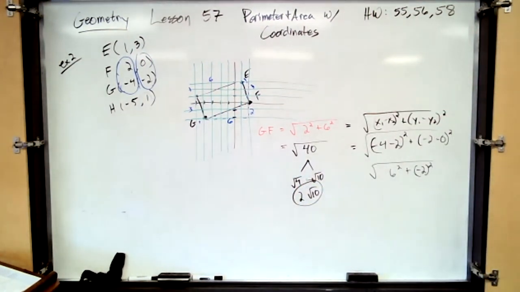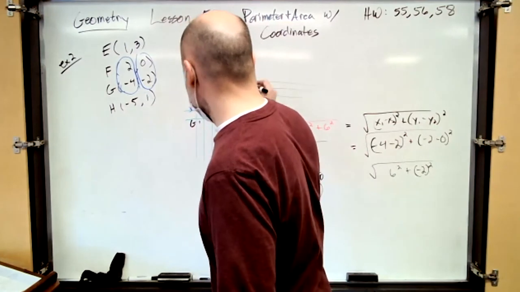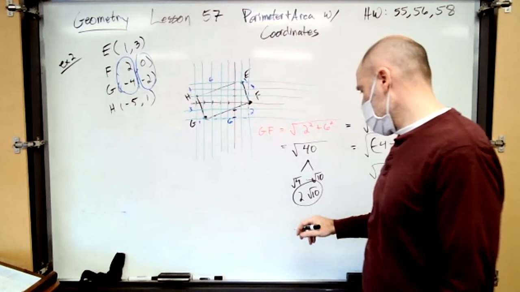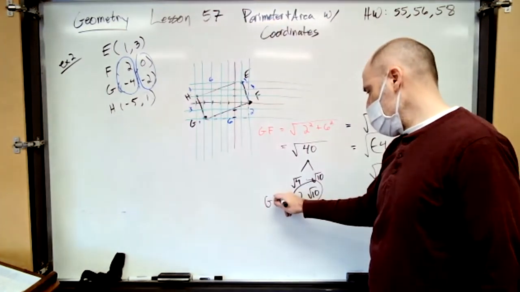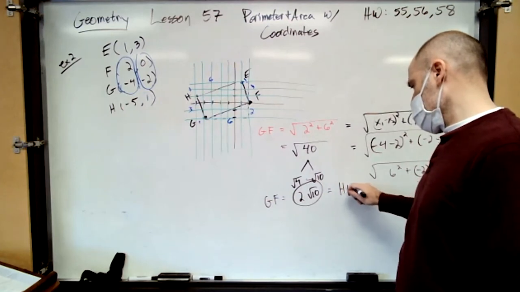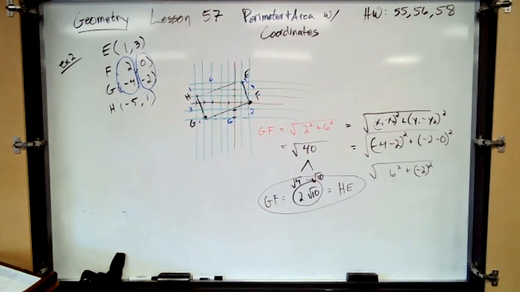So far, so good? So that means that's what was that, E? No, E, that's H. HE is the same thing. So GF equals that, which also is what HE equals, because if they're opposite sides of a rectangle, they're the same length. Okay, can someone else tell me the length of EF, which is the same as GH? Can you do that in your head?